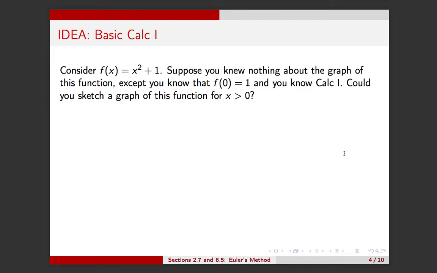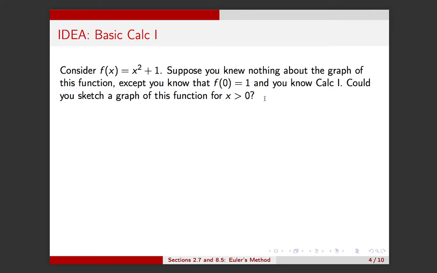So let me now illustrate the basic idea of Euler's method. The basic idea comes from the first month or so of Calc 1, and it's a really nice idea. So suppose you have this function here, x squared plus 1, and suppose you had no idea what the graph of that function looked like, except I'll tell you a couple things. I'll tell you that (0, 1) is a point on that graph. We all agree with that. And suppose also you know some Calc 1, by which I just mean you know what derivatives are. So given some basic Calc 1 knowledge and this single point on that graph, could you sketch the function as we move to the right for x greater than 0? And the answer is yeah.